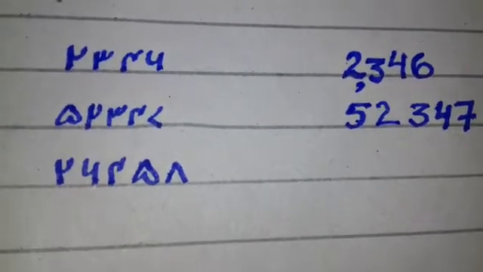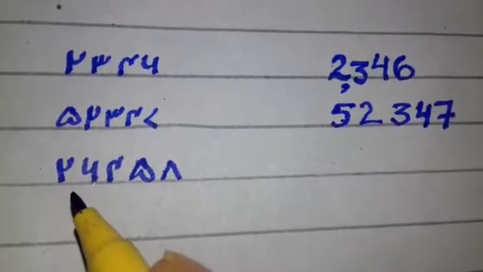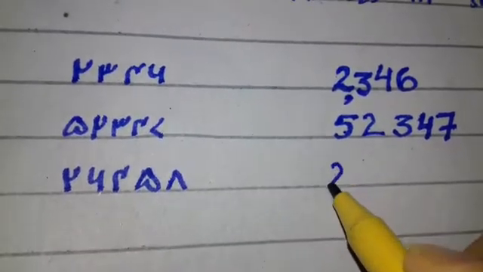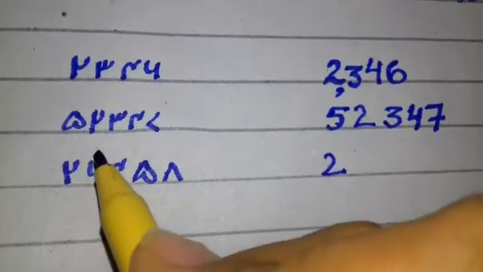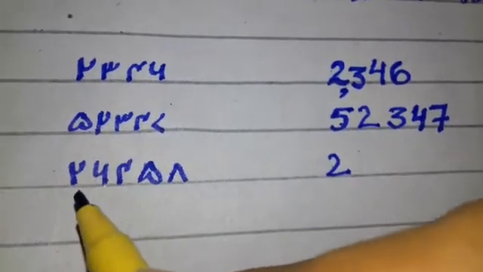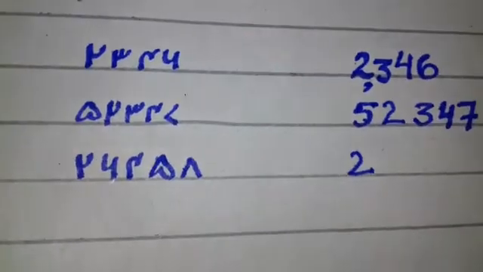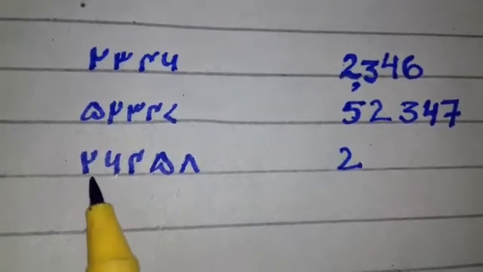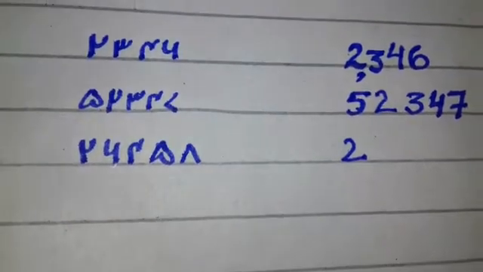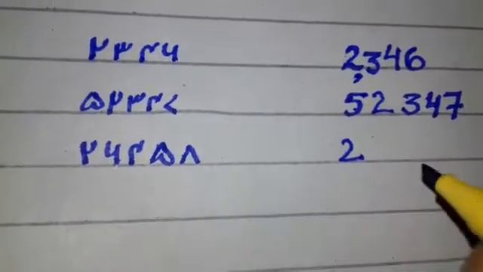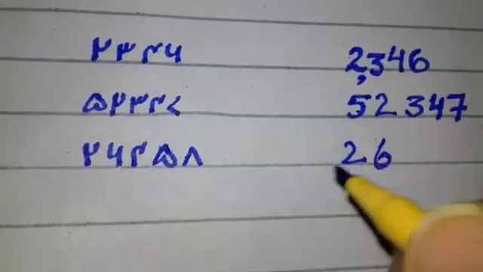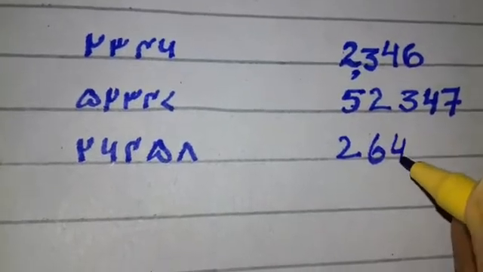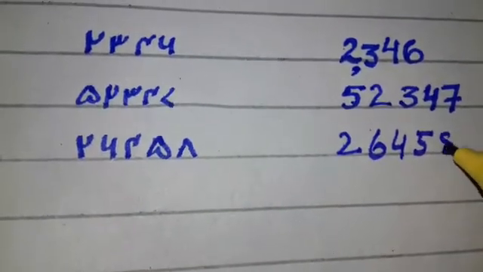The third part is, this is the symbol of 2. This is the symbol of 6, as its shape is just like 4. These are totally inverse symbols. This is the symbol of 6. Next, this is the symbol of 4, 5, and 8.